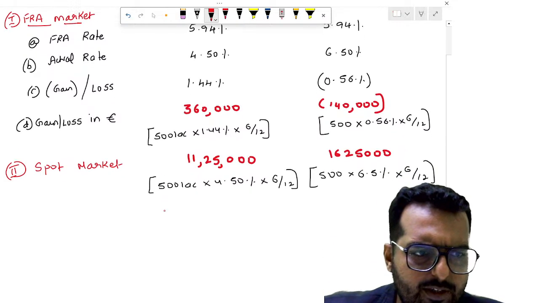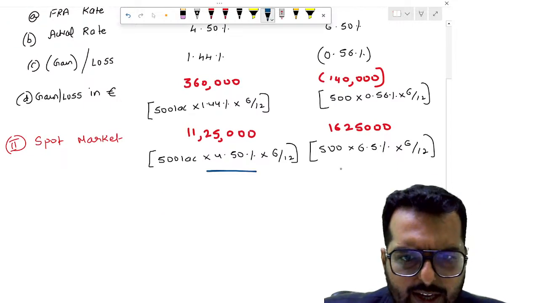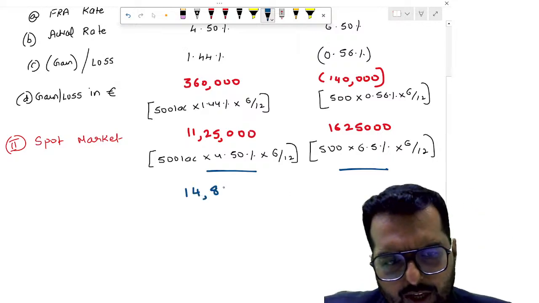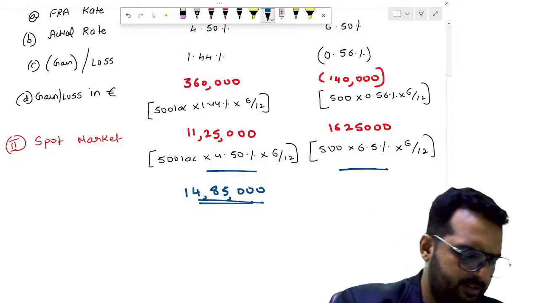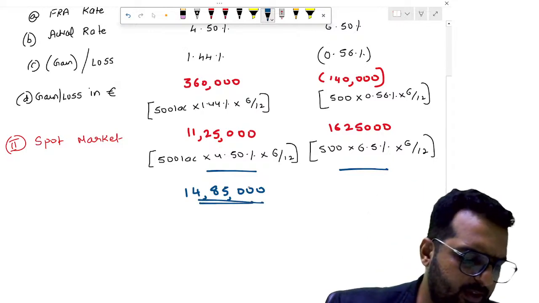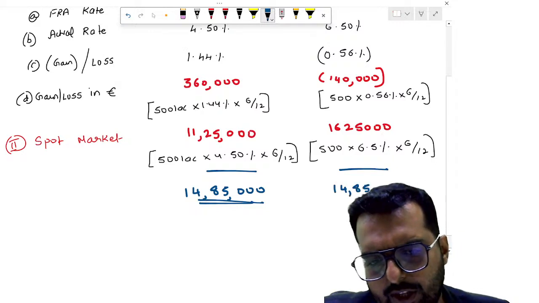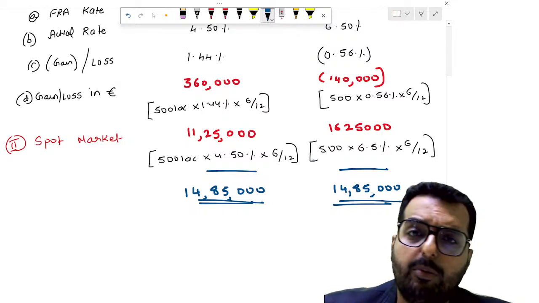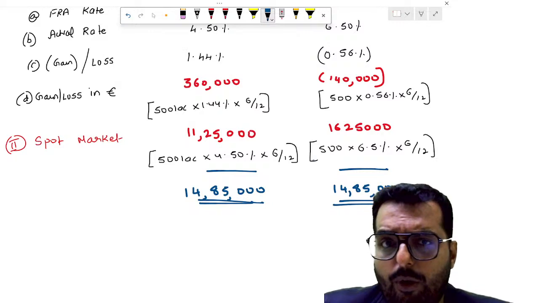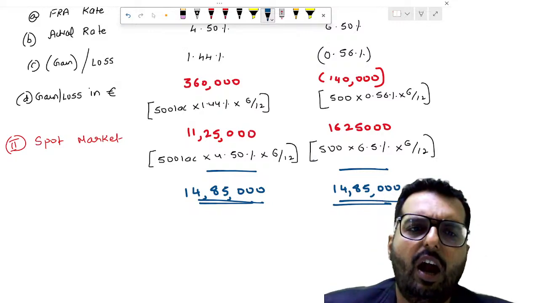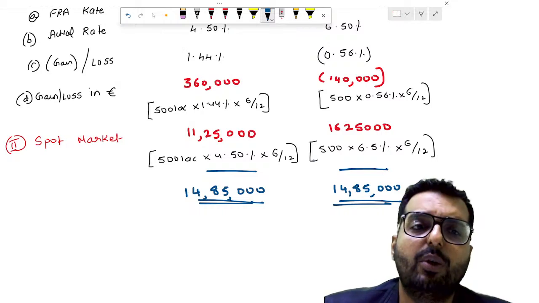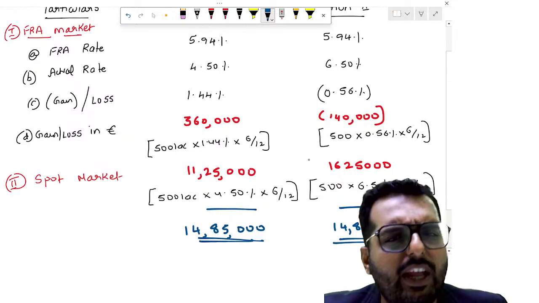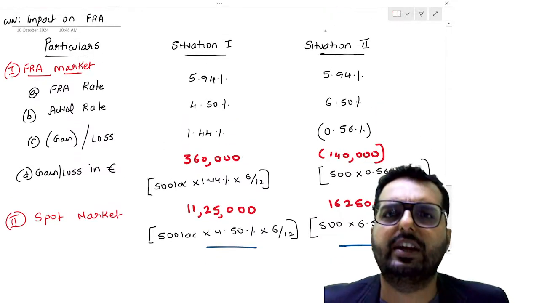So when I take up these two numbers, I need to find out what is my net payment. 11 lakh 25,000 plus 3 lakh 60,000. Here I end up paying 14 lakh 85,000. 16 lakh 25,000 minus 1 lakh 40,000 will be again 14 lakh 85,000. Or in other words, however the interest rate moves, whether it goes up to 6.5 or comes down to 4.5, ultimately I will end up paying only 14 lakh 85,000. Hence I can sleep peacefully. This is the power of FRA or any other hedging technique for that purpose. Can you write down this in your books now?